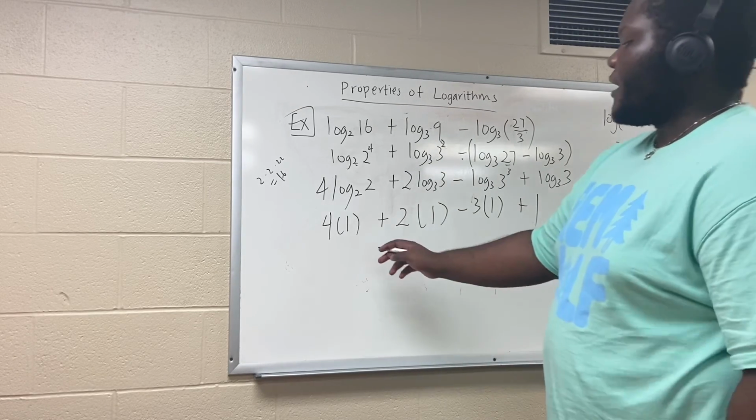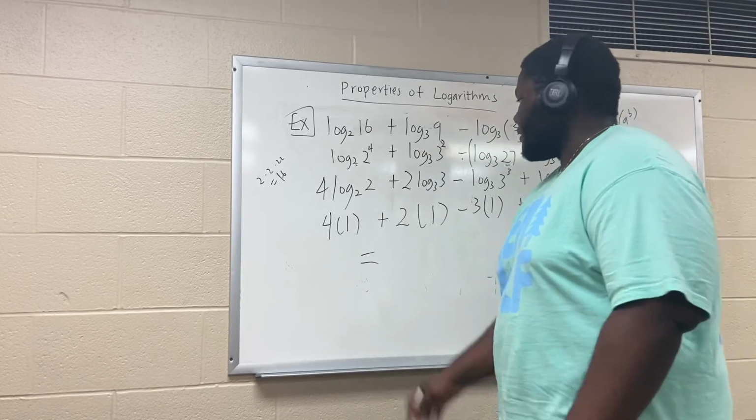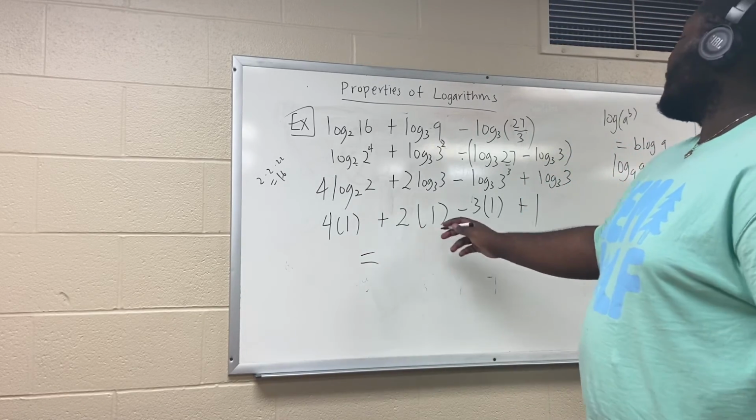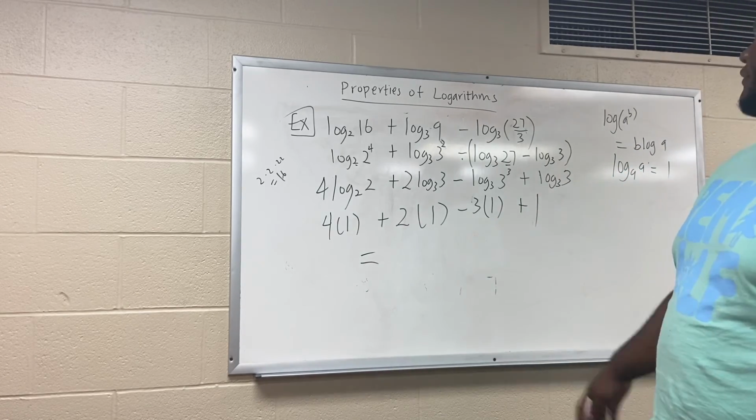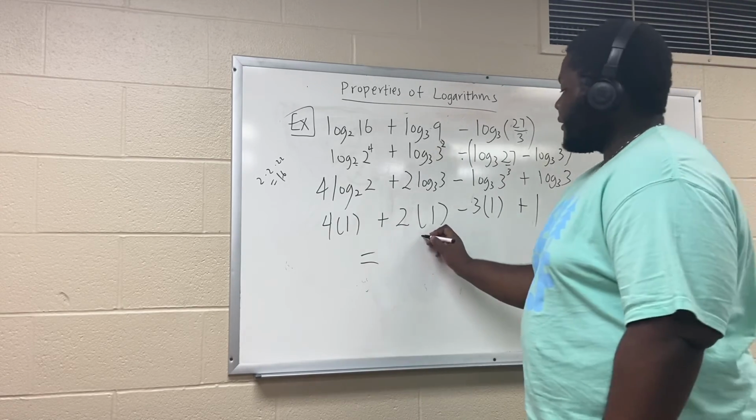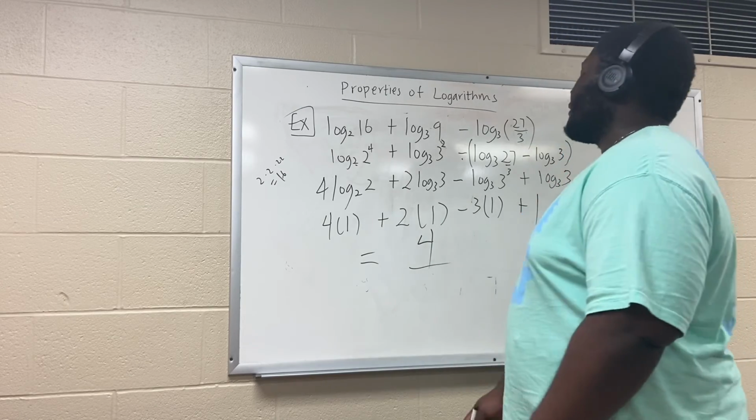So now it's just a matter of simple addition and subtraction. 4 plus 2 minus 3 plus 1. So 4 plus 2 is 6, plus 1 is 7, minus 3 gives us 4.